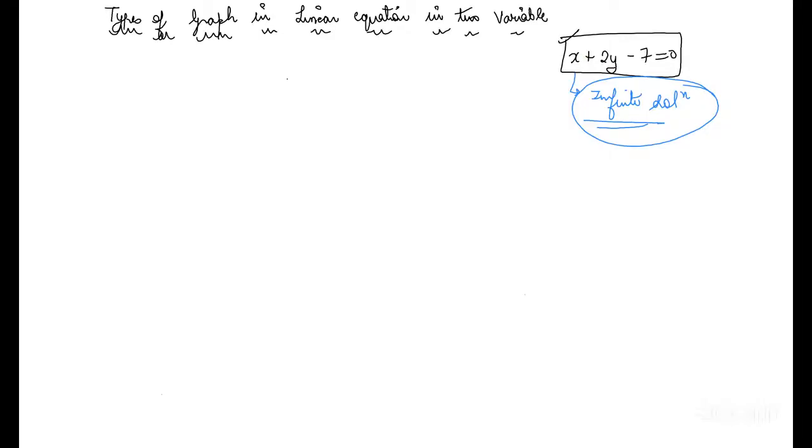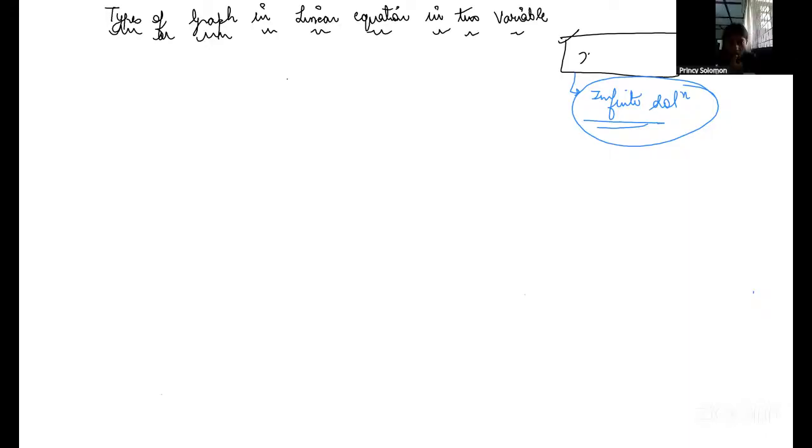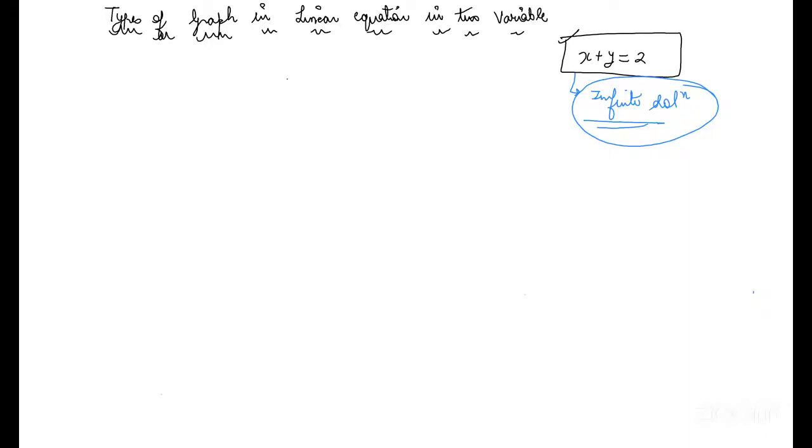For example, if I take an easy equation, x plus y is equal to 2. What values can you put so that you get the answer 2? For example, you take x is 1, y is 1, because 1 plus 1 is 2, and the right hand side is also 2. Understood? Yes or no?